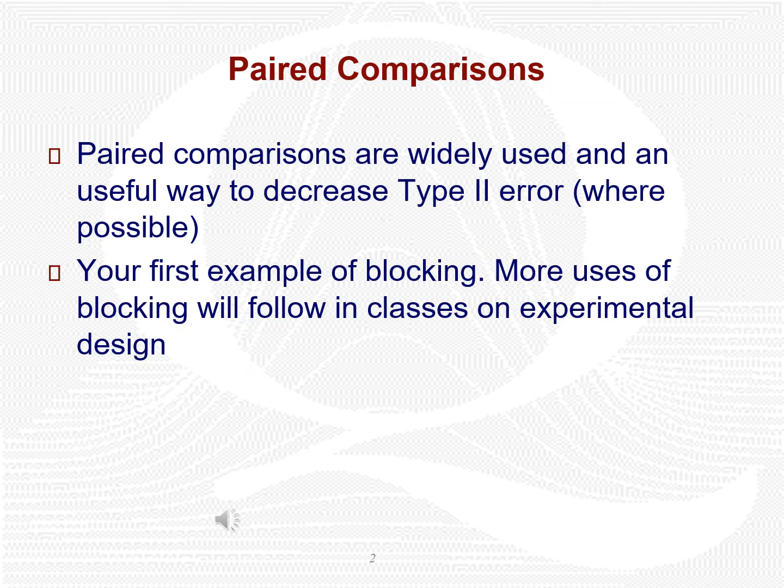Paired comparisons are widely used and a useful way to decrease type 2 error, as we'll see in a minute. Paired comparisons are also an example of blocking, and you'll see many more uses of blocking if you take a class on experimental design.